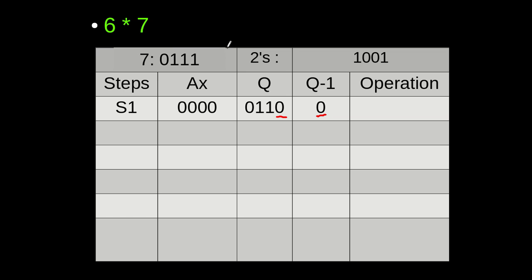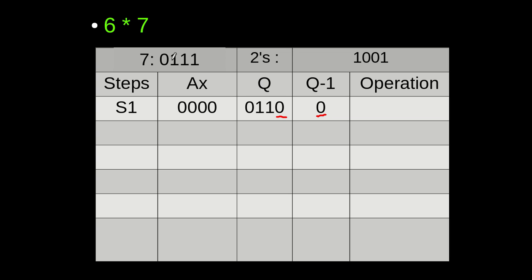Now I have the 7 here. How do I represent the 7? 0, 1, 1, 1. This is for the sign. This is 1, 2, and 4. Those add up to 7. So this is 7 in binary, positive 7.